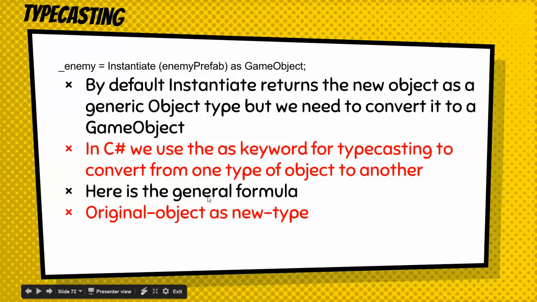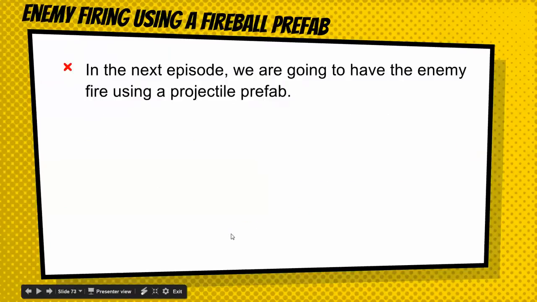Here's the general formula whenever you want to typecast. Did I say that? It's called typecasting. When you change one object to another type of object, that's called typecasting. Here's how you do it: the original object, as, there's your as keyword, new type. All right, that's it for now.